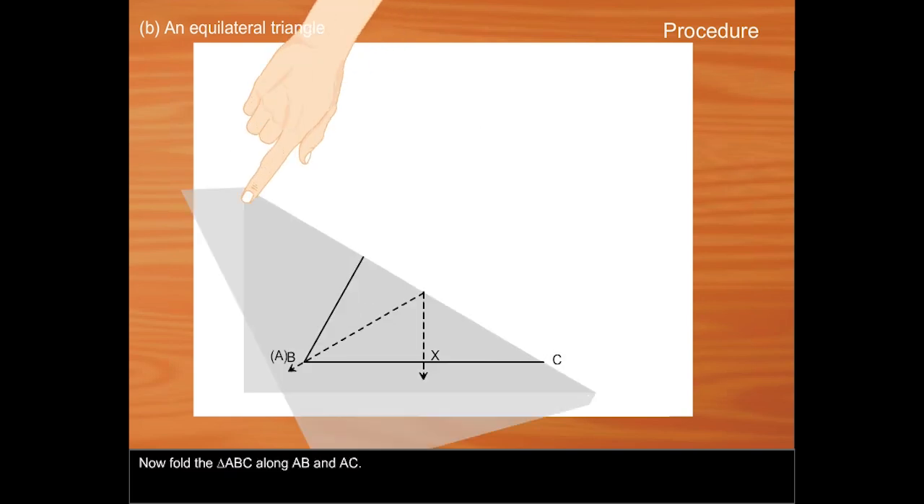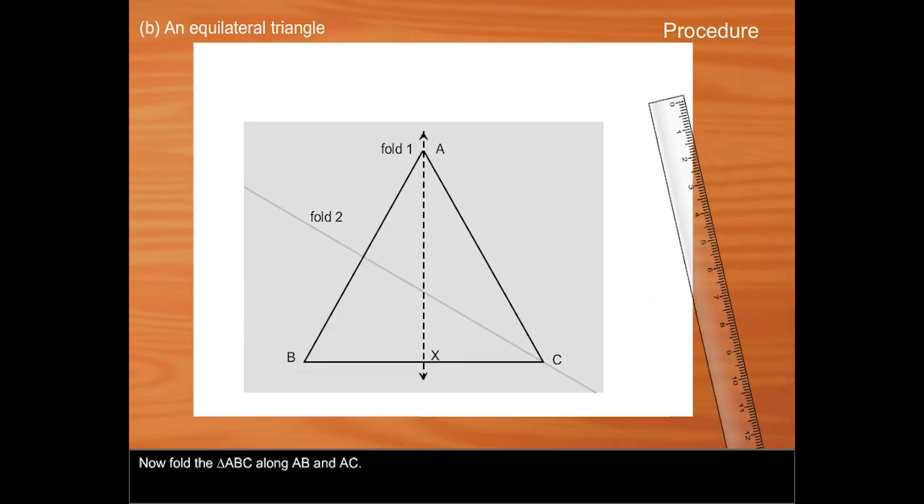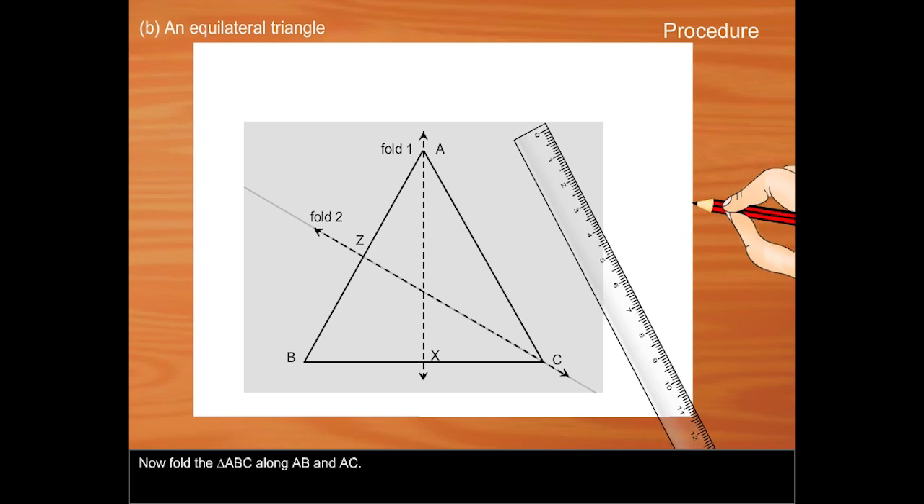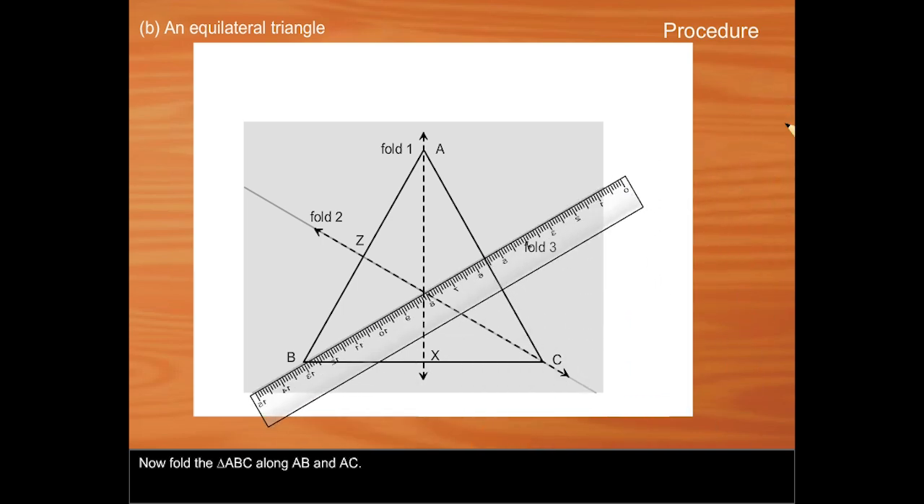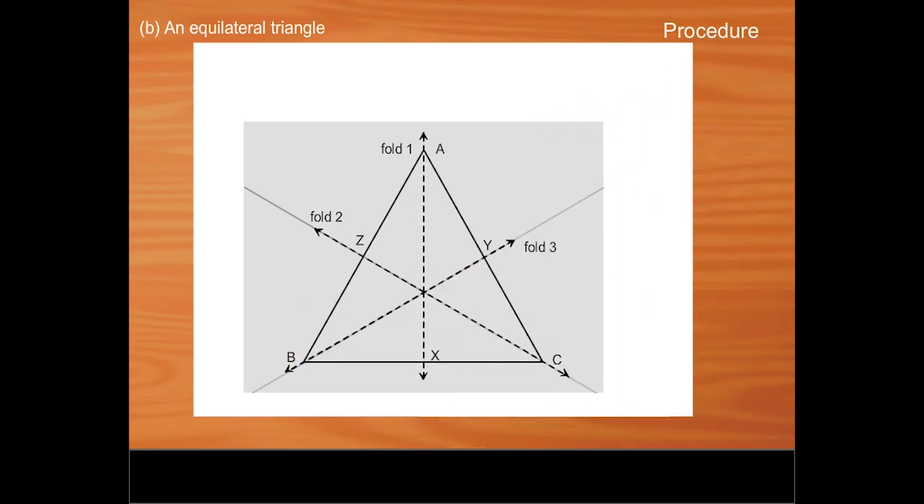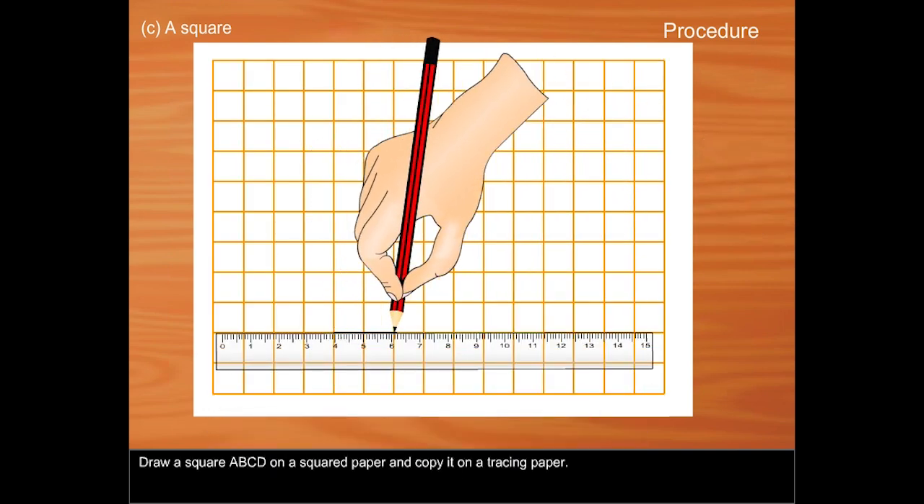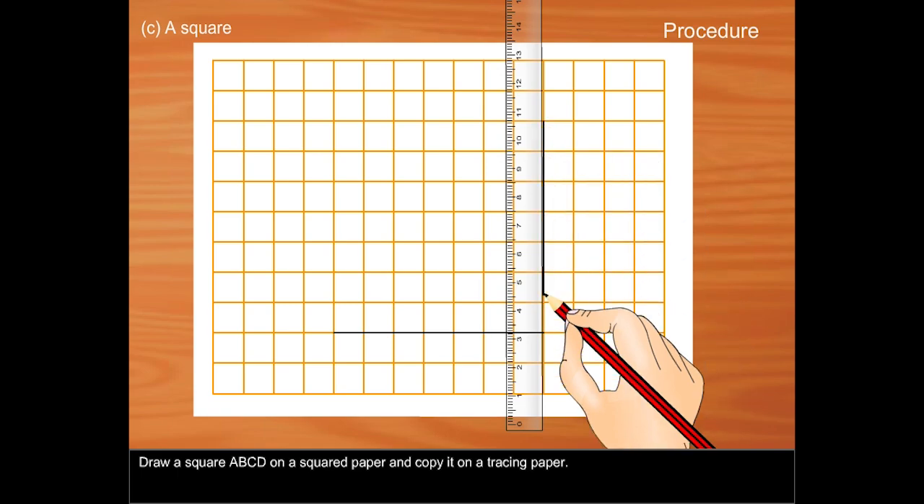Now fold the triangle ABC along AB and AC. You will find that each of these folds gives a line of symmetry of the triangle. AX, BY and CZ are 3 lines of symmetry of the equilateral triangle ABC. A square. Draw a square ABCD on a squared paper and copy it on a tracing paper.